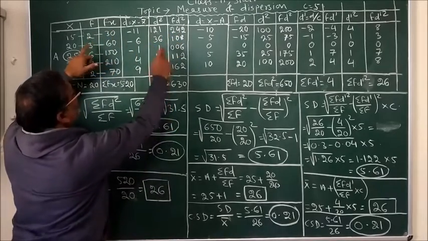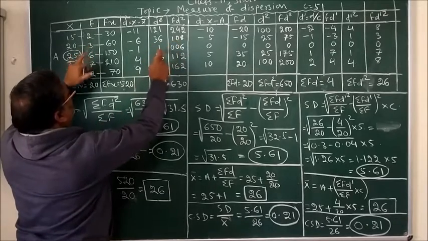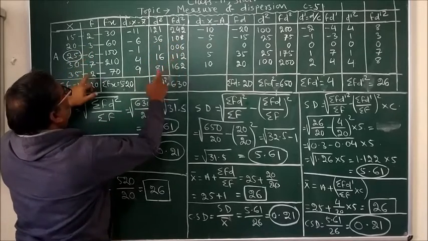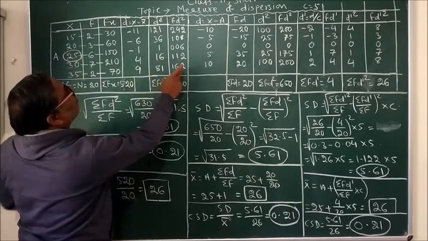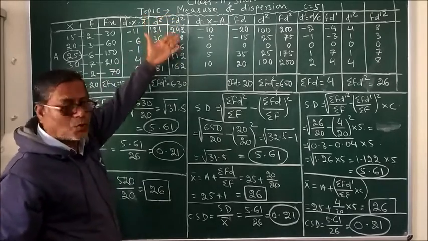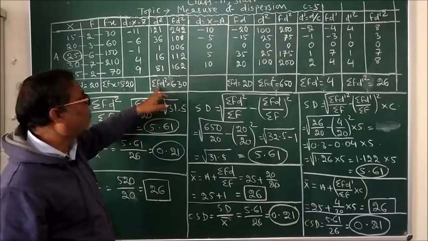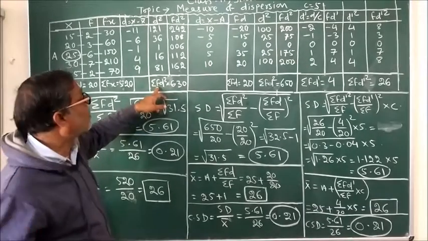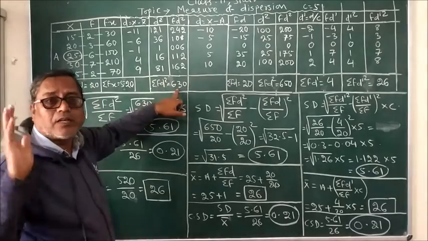In this way, we need to multiply 36 with 3, 108. 1 into 6, 6. 16 into 7, 112. And 81 into 2, 162. In this way, we calculated the FD square column. And because in the formula we needed to find the value of summation FD square, that's why we added all this. And what we found is 630.